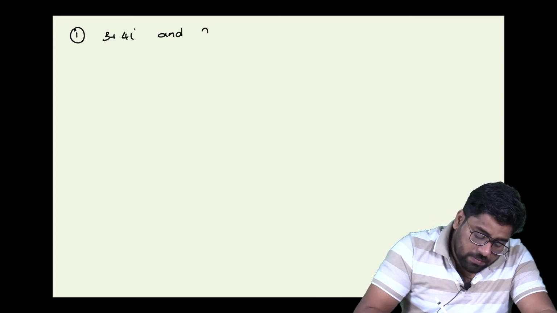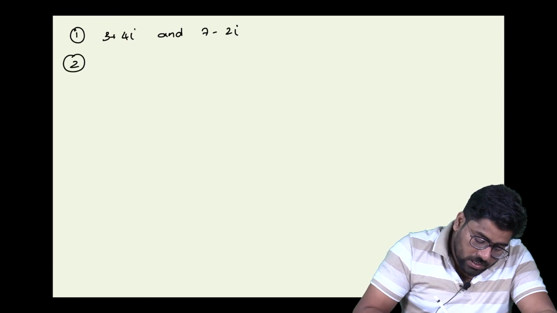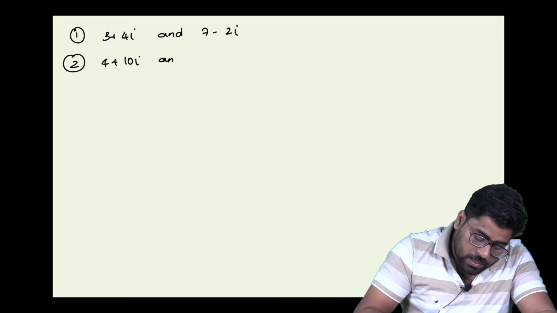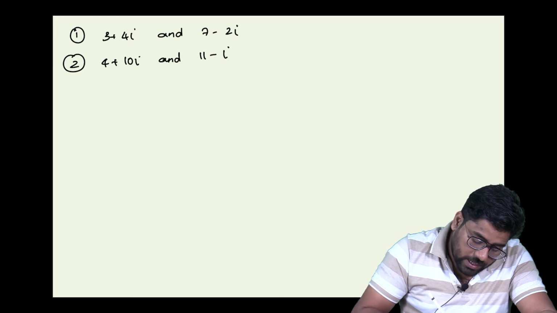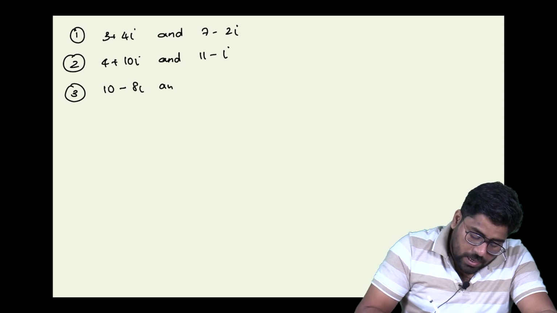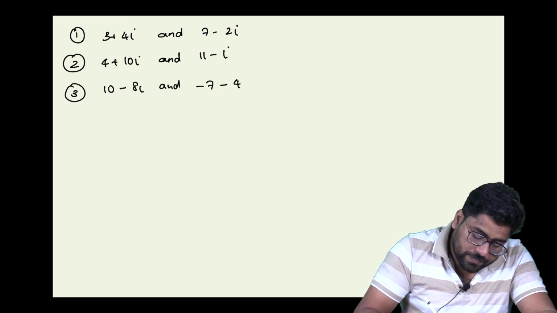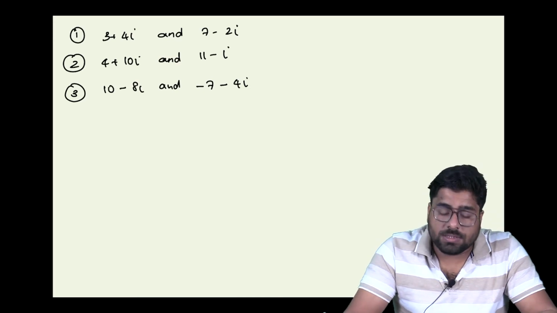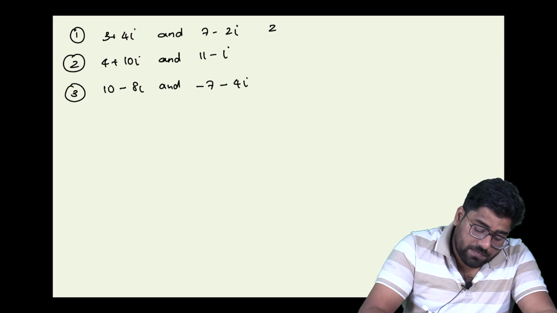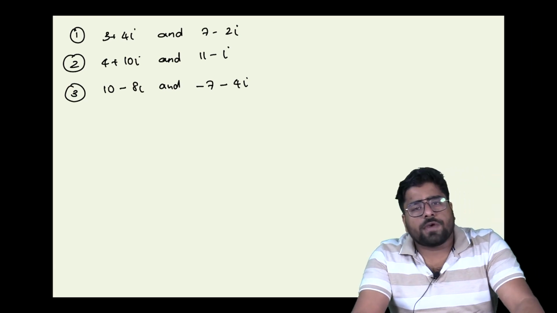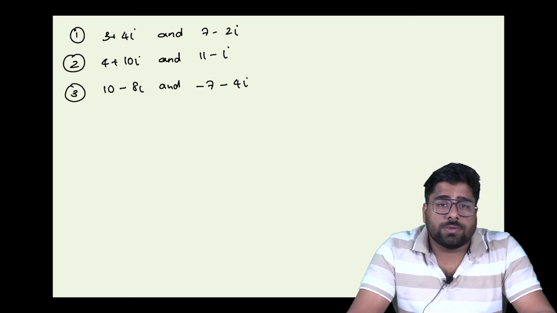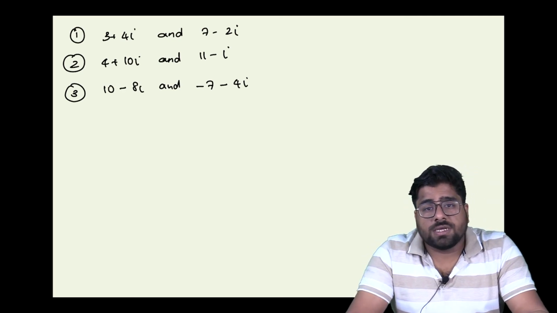I'll write question number one, which is to add two numbers, say 3 plus 4i and 7 minus 2i. I'll write some more numbers: 4 plus 10i and 11 minus i. I'm going to get another pair, which is 10 minus 8i and minus 7 minus 4i. So I have three different pairs of numbers. I'll call the first one Z1 and the second one Z2. I'm going to find both Z1 plus Z2 and Z1 minus Z2.